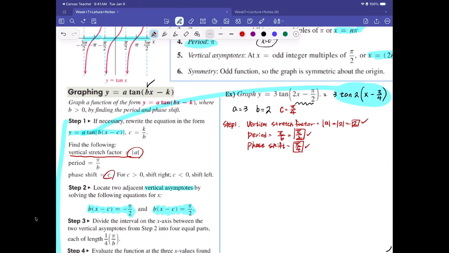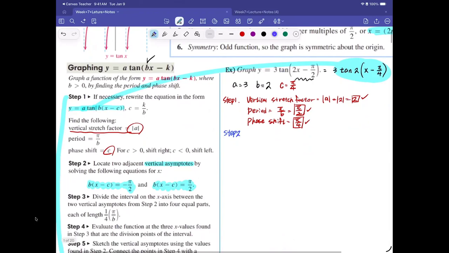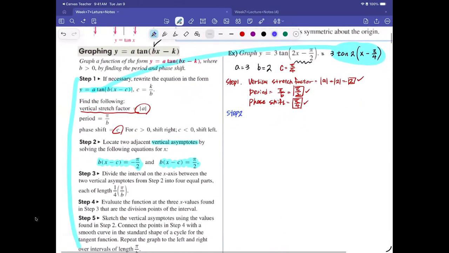And then step number 2, we're going to find the vertical asymptote. The vertical asymptote is b times (x minus c) equal to negative pi over 2. B is 2, sorry. So 2 times (x minus pi over 4) equal to negative pi over 2. And then we're going to solve for x.